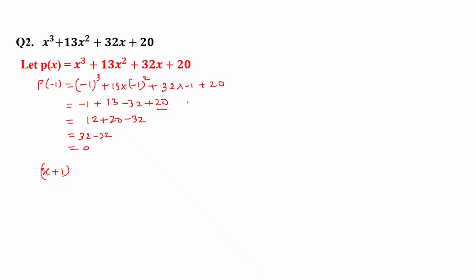Okay. So now what you have to do? You have to write x plus 1 three times here. As it is a cubic polynomial, you will get 3 factors. So write x plus 1 here. Now see the first term. The first term is x cube. So it means here you have to multiply by x square to get x cube.